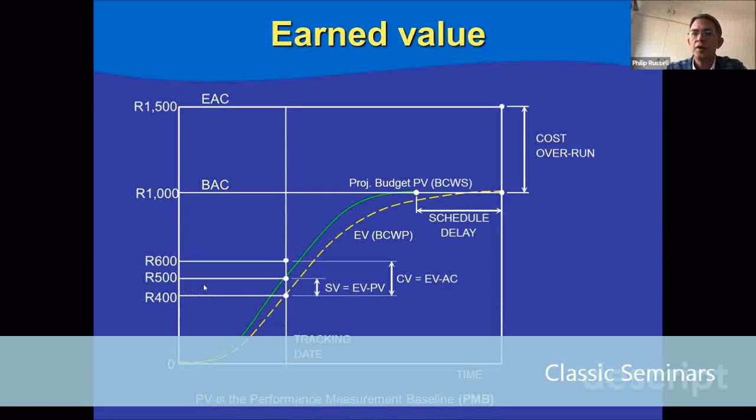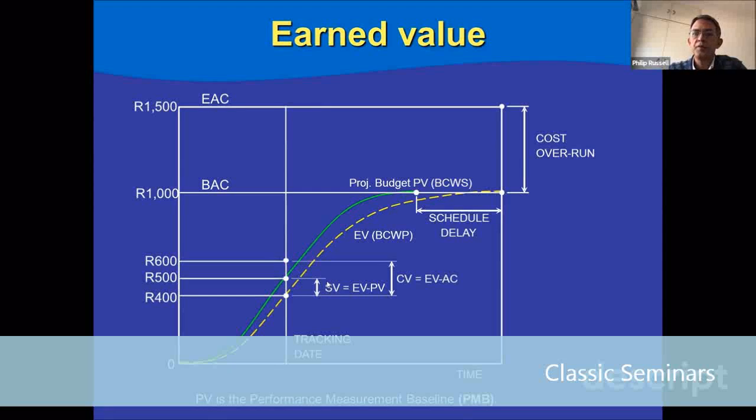this value over here, this one here, is our schedule variance, is our earned value, the yellow line, 400, minus our planned value, which is 500, giving us a value of negative 100. If we have a negative variance, that is a bad thing. It means that we are, in this case, late.